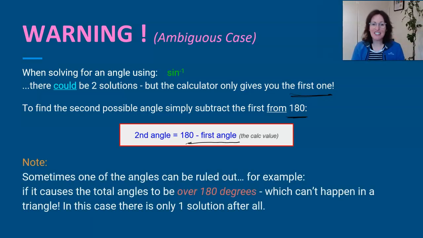Just a note here that sometimes one of the angles can be ruled out when you do this 180 subtract. If it causes the total angles to be over 180 degrees, obviously that can't happen in a triangle. In which case there would only be the one solution, which would be the first one your calculator gave you. What I mean is, if you got the new answer for the second angle and you were to add that to the degrees of the other angles in the triangle and it becomes over 180, then this second option can't exist and we just go with the first one.